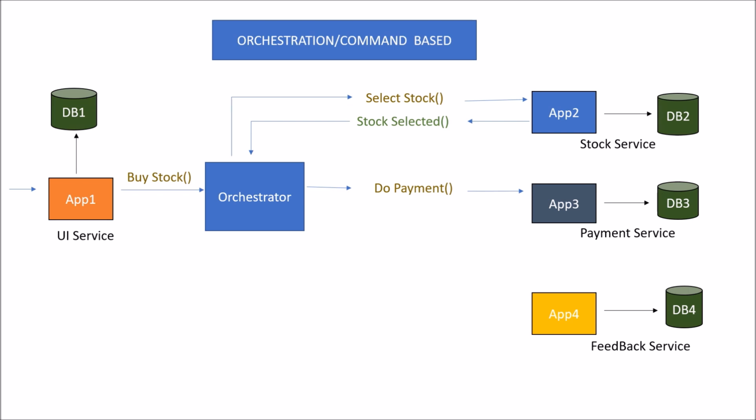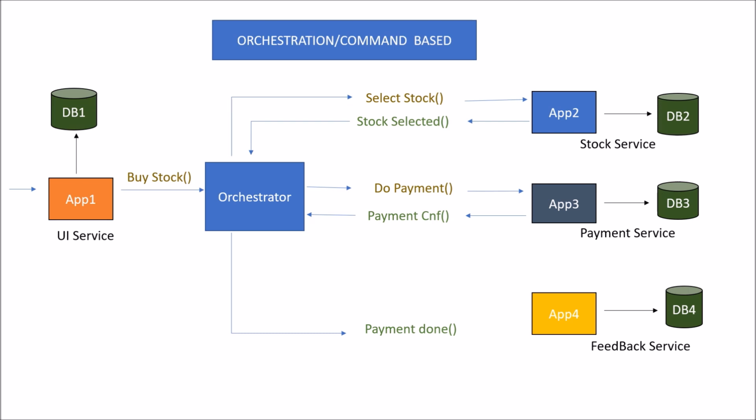Now the payment service will process the payment transaction, and upon success or failure of the transaction, it will generate a reply. So let's say payment confirmation, if the payment is a success, and this reply will be listened to by the orchestrator, and upon receiving this reply, the orchestrator will further generate the next command for the feedback service, payment done.